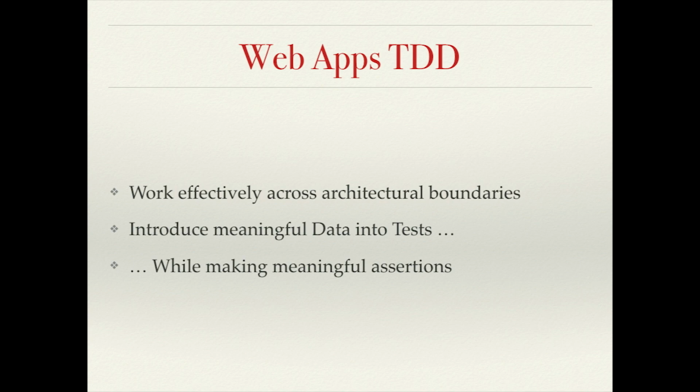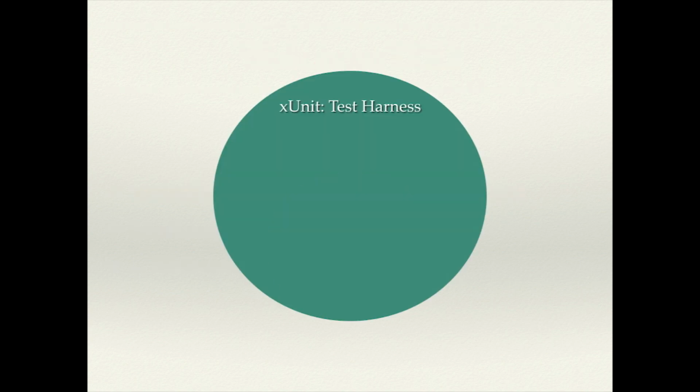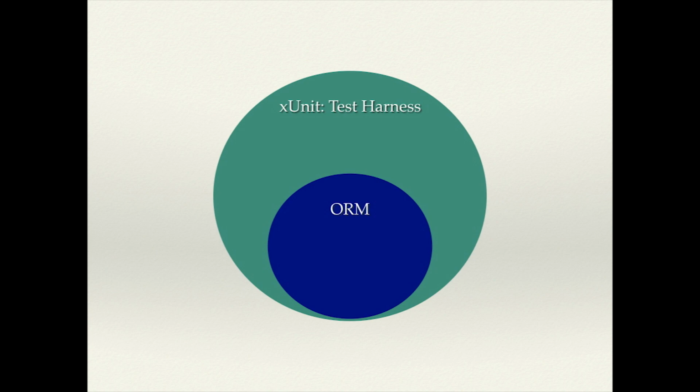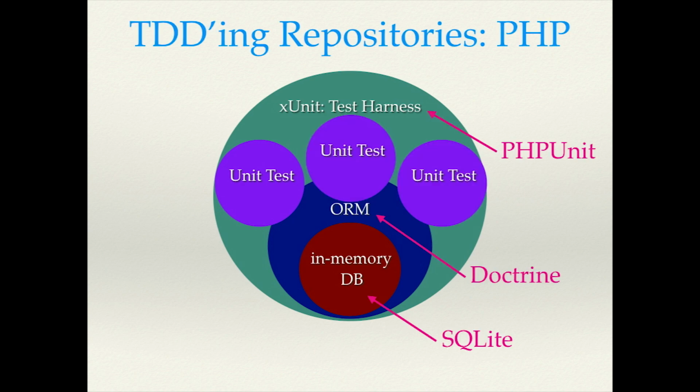So here's what we did to make it work. Picture an xUnit test harness, so PHPUnit, right? An ORM that lives inside of PHPUnit, and an in-memory database. So now imagine your ORM inside of your test harness backed by an in-memory database. And David, in his talk, touched a little bit on that earlier, right? So then we start writing every unit test on top of this. The way we achieved this was by using PHPUnit, using the Doctrine ORM backed by SQLite.